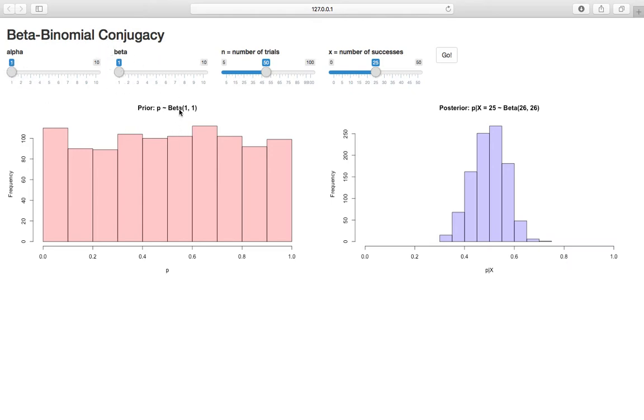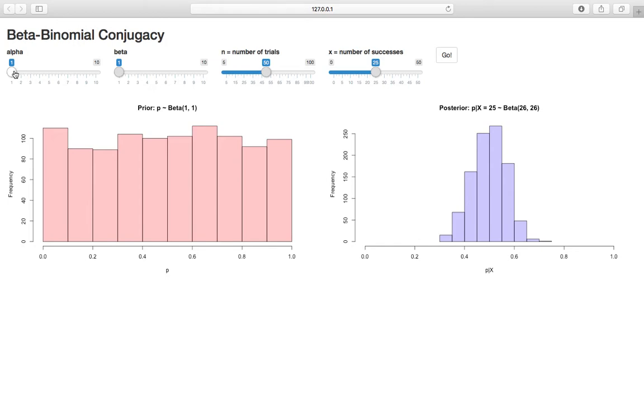And we've seen that a beta 1-1 is also the same as a uniform 0-1 distribution. So this is just a bunch of random draws from a beta 1-1 distribution. It's random, so it's a little bit not uniform, but analytically it is uniform, and we just kind of see that here.